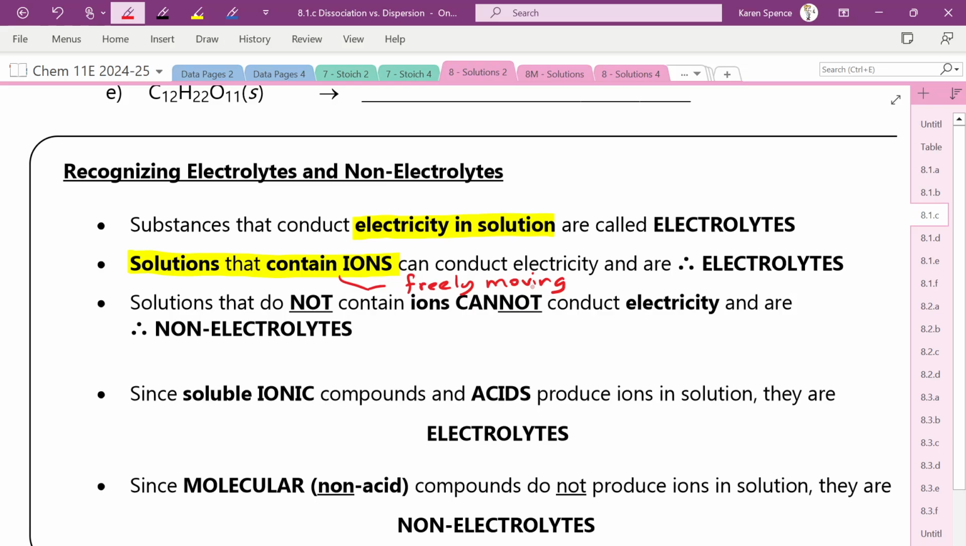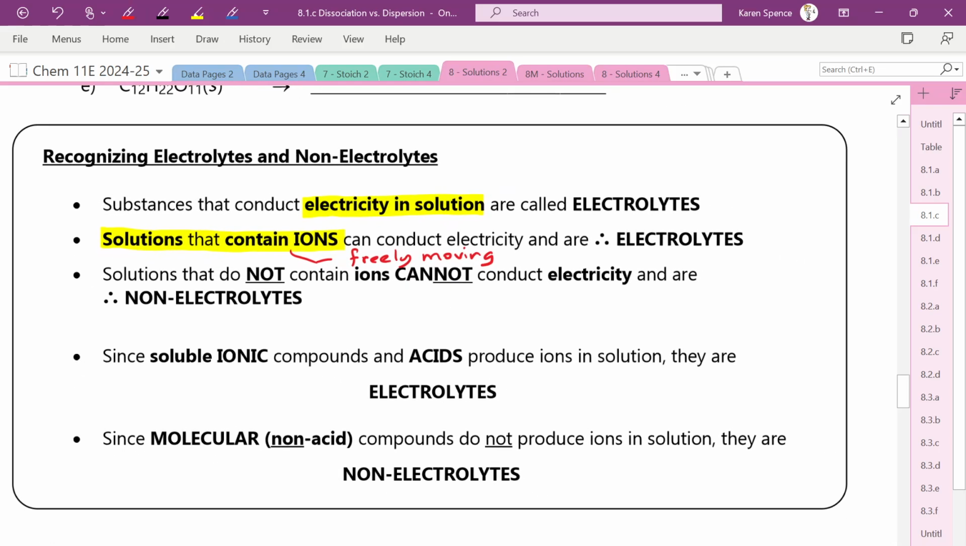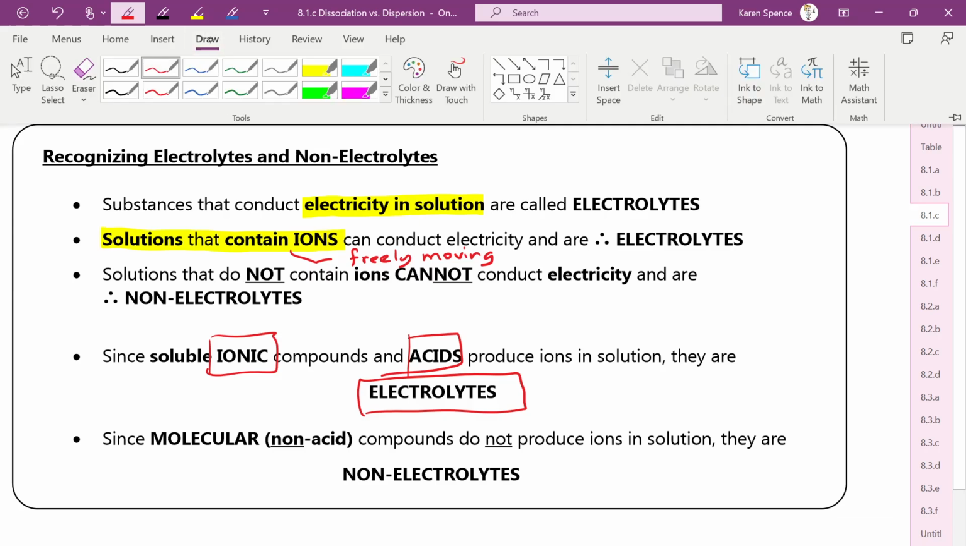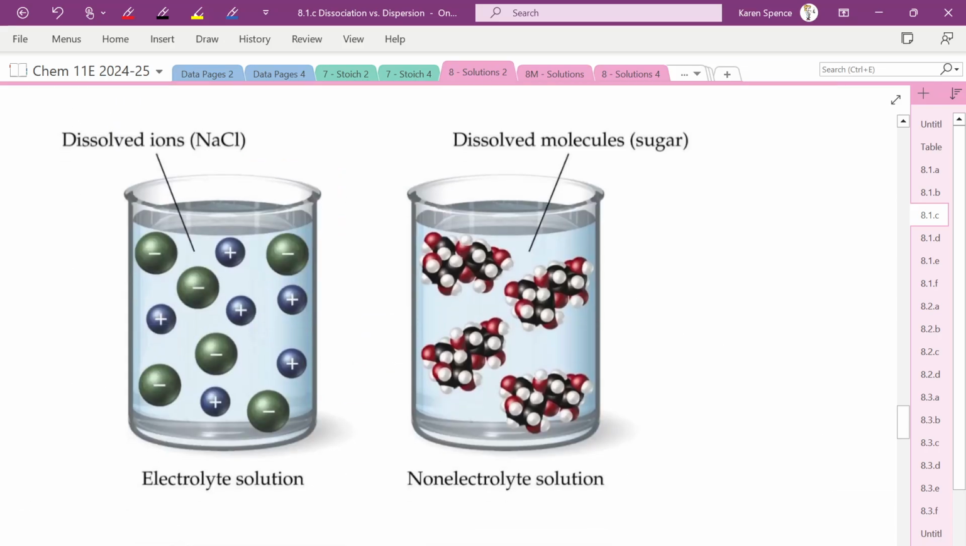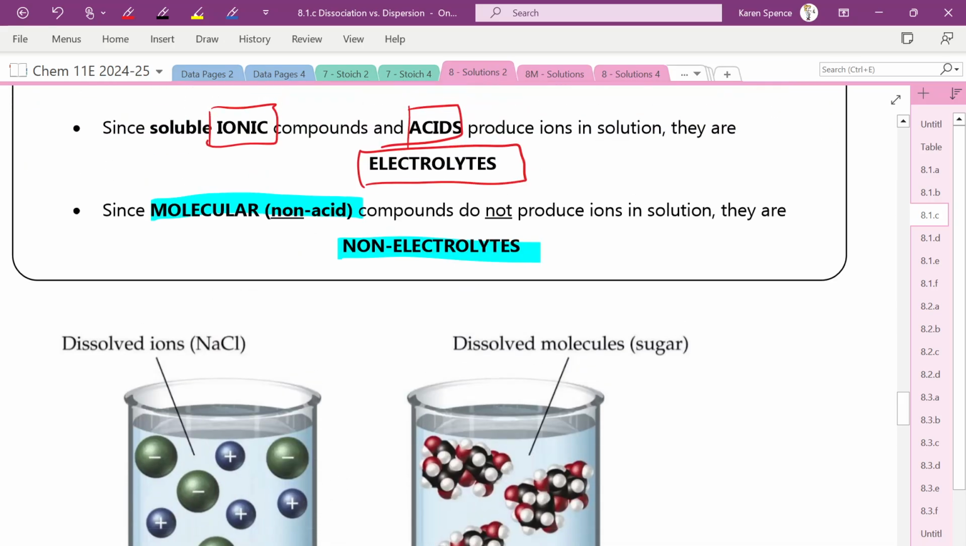So you will then be asked to identify your electrolytes, which are your ionic compounds or your acids. And you'll also be asked to identify your non-electrolytes, which are your molecular non-acid compounds. And that is kind of it there.